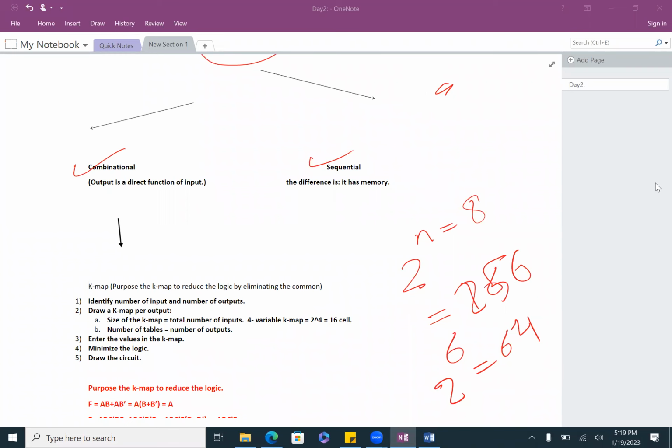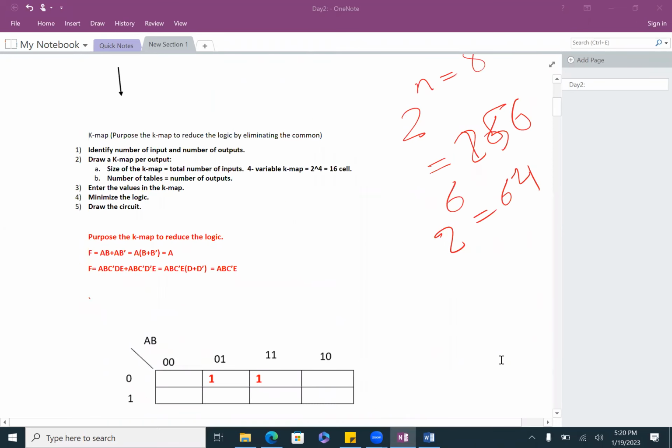So what is the purpose of the K-map? It is to reduce the logic. If you have a circuit, the purpose is to reduce it by eliminating or keeping the common, and we'll see with an example. So that's the whole idea of the K-map.